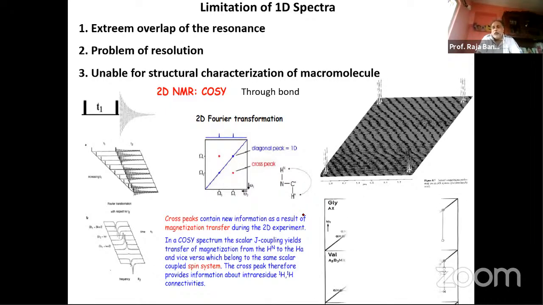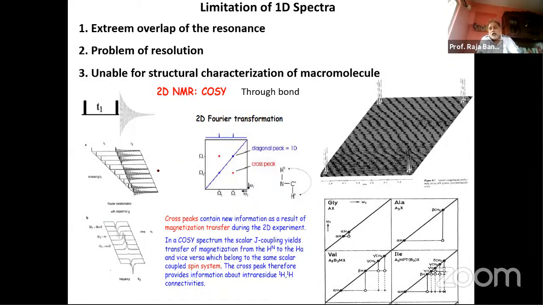For through bond coupling, the NMR we do is called COSY, correlation spectroscopy. This is 2-dimensional correlation spectroscopy, and we find that there are cross peaks. Here you can see these 2 cross peaks, and the diagonal peaks are the straight line.